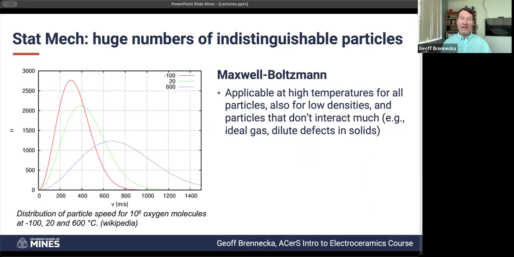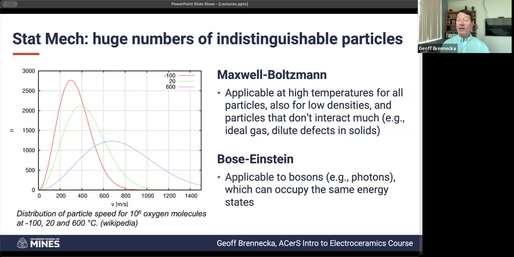This is the same kind of statistics that you use for those helium atoms in your balloon. They're the same ones that you'd use for electrons at very, very high temperatures. Anything where the particles are not going to be interacting much, if it's very, very dilute point defects within a solid, then this is the kind of statistical approach that you use.